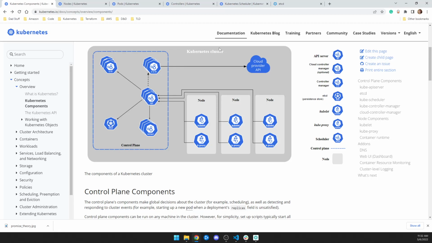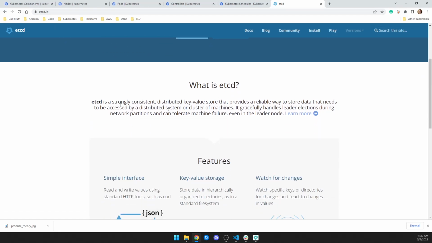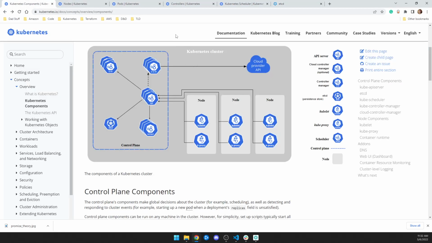And then what we're left with now is the etcd. So etcd, if you just look at the actual etcd.io page, it's just a basic description. It's a consistent distributed key value store that provides a reliable way to store data, right? And you can do that across a distributed system, a cluster, or whatever. And it handles gracefully leader elections during network partitions and can tolerate machine failure even in the leader node. So what it means by leader is that at some point you'll have something promoted to be a leader, and at that point, that's like the primary, right? And etcd can handle all that as far as storage goes.